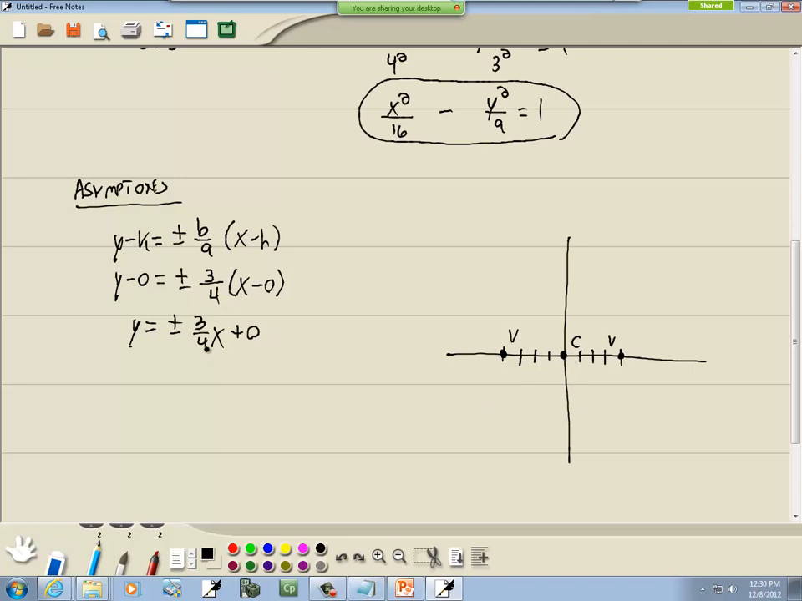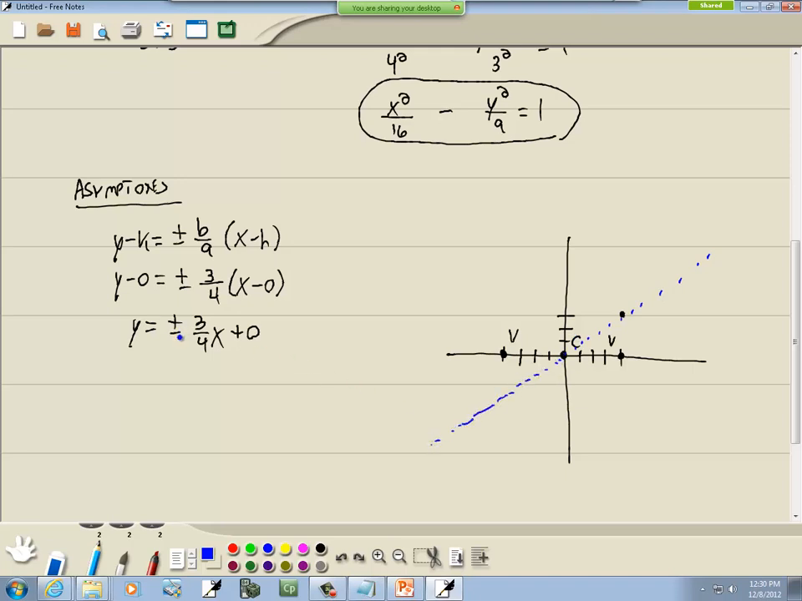Then I'm going to go up 3, right 4. Because our slope is 3/4, and that's changing y over changing x. So up 3, right 4. And it'd be right there. And that would be one of our asymptotes.